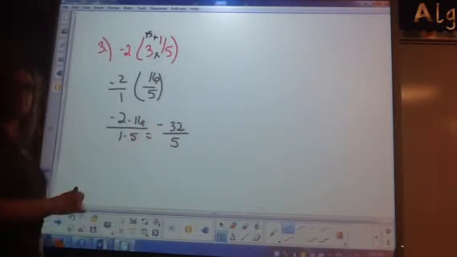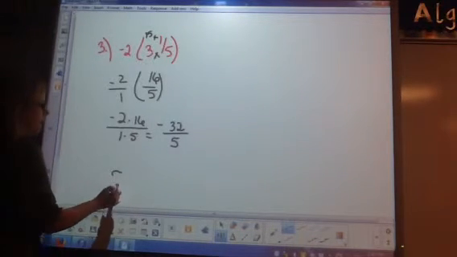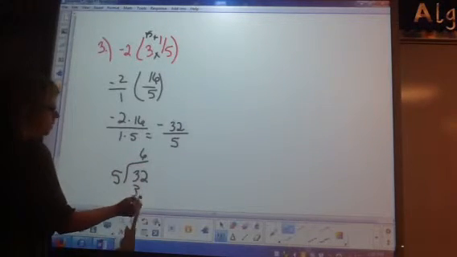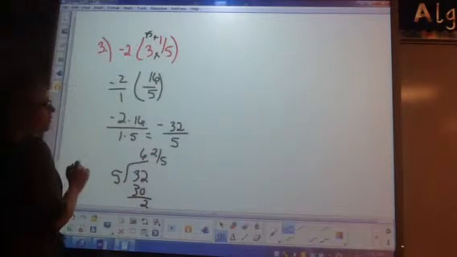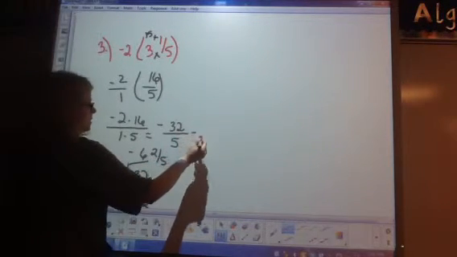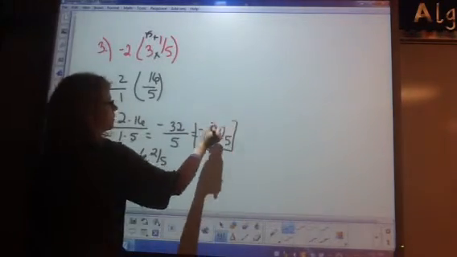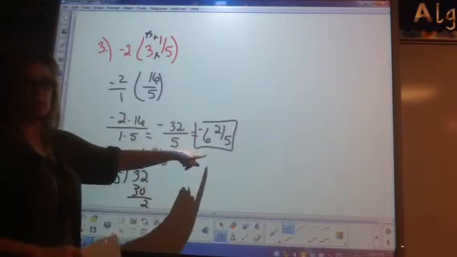This is called what? Improper fraction. We need to change it to a mixed number. How many times will 5 go into 32? 6 times, with what left over? 2/5. Okay? So it's -6 and 2/5 is your final answer. But you need to understand that this improper fraction is equivalent to this mixed number.